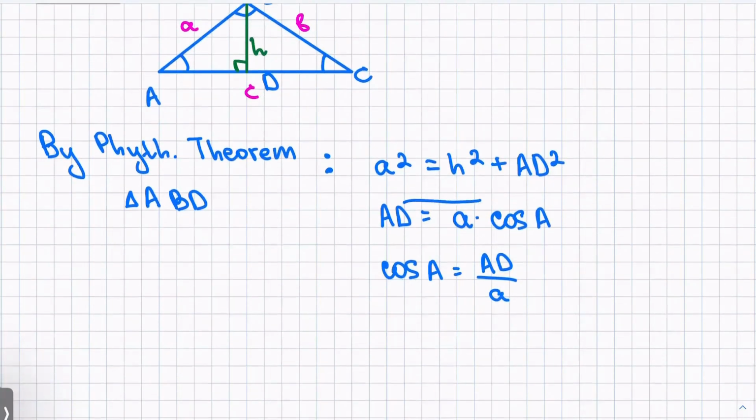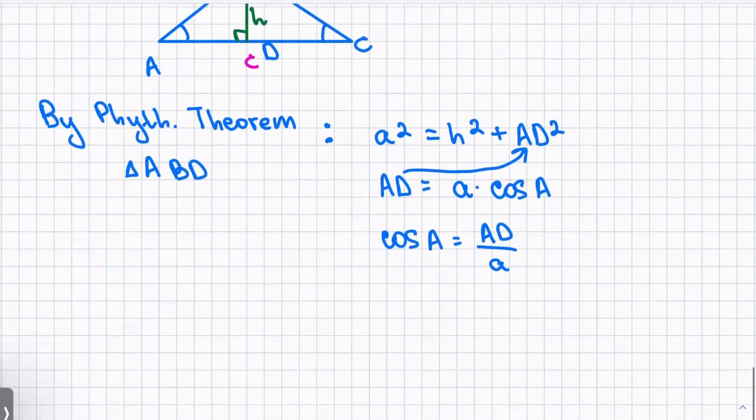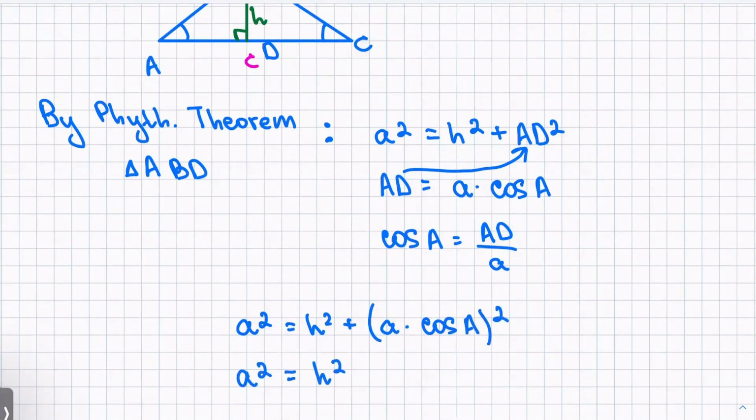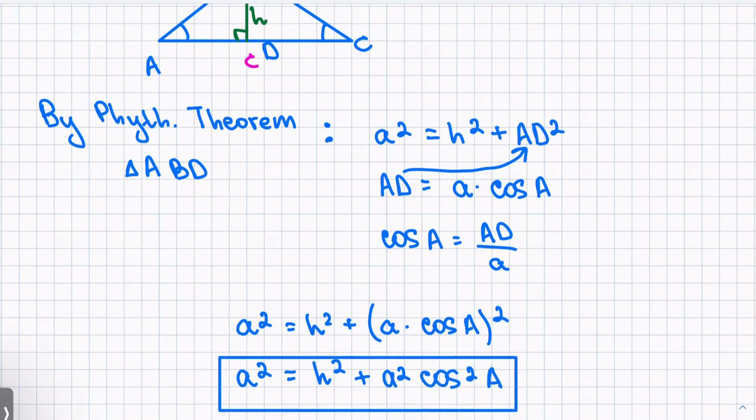So if now, dear students, we plug it back into that formula, we will get that A squared is equal to H squared plus A times cosine A squared. So from this, dear students, we will get that A squared is equal to H squared plus A squared times cosine squared A. Very good, dear students. So that is our first expression.